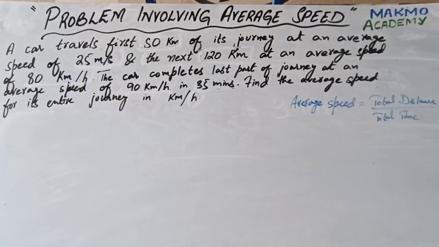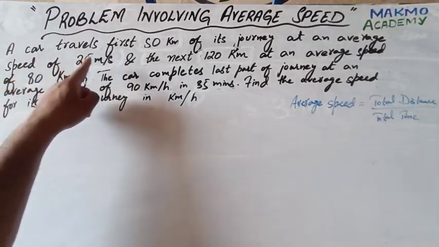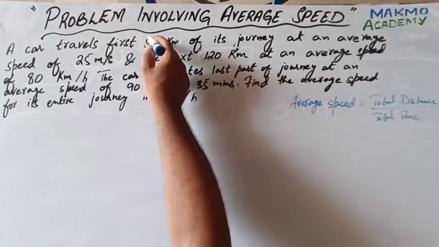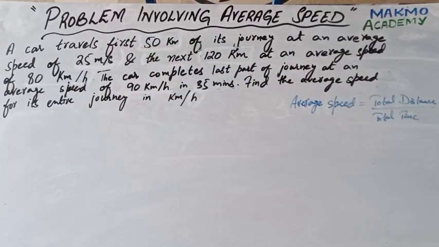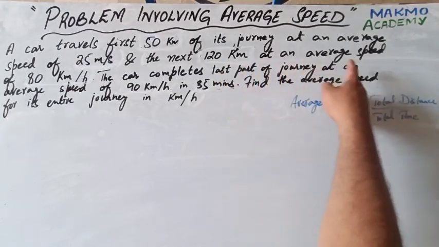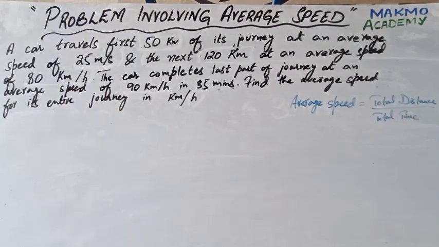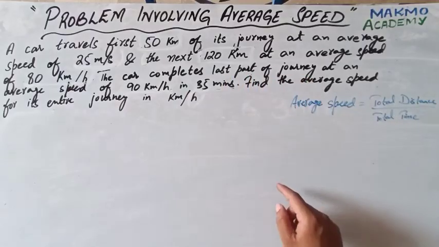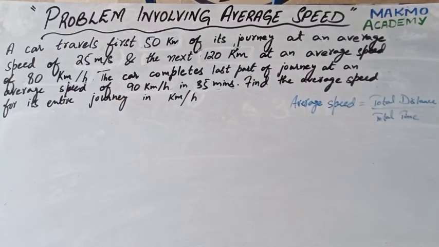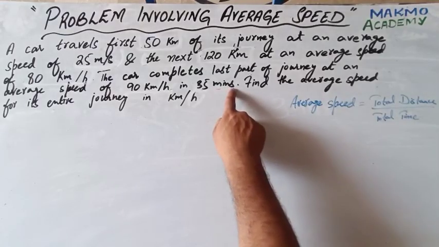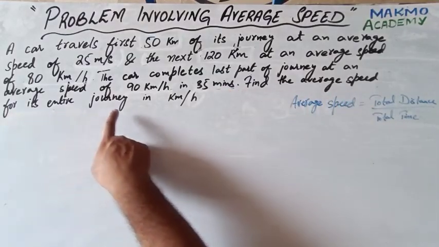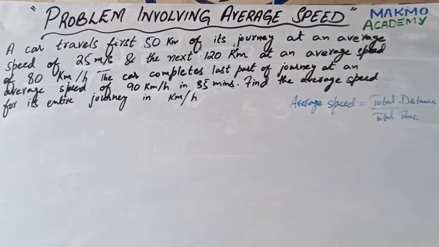So today we will learn what is average speed. To understand average speed we need to understand the question. A car travels the first 50 km of its journey at an average speed of 25 meters per second, and the next 120 kilometers at an average speed of 80 km per hour. So this is the second part of the journey. The car completes the last part of the journey at an average speed of 90 km per hour in 35 minutes. Find the average speed for its entire journey in kilometers per hour.